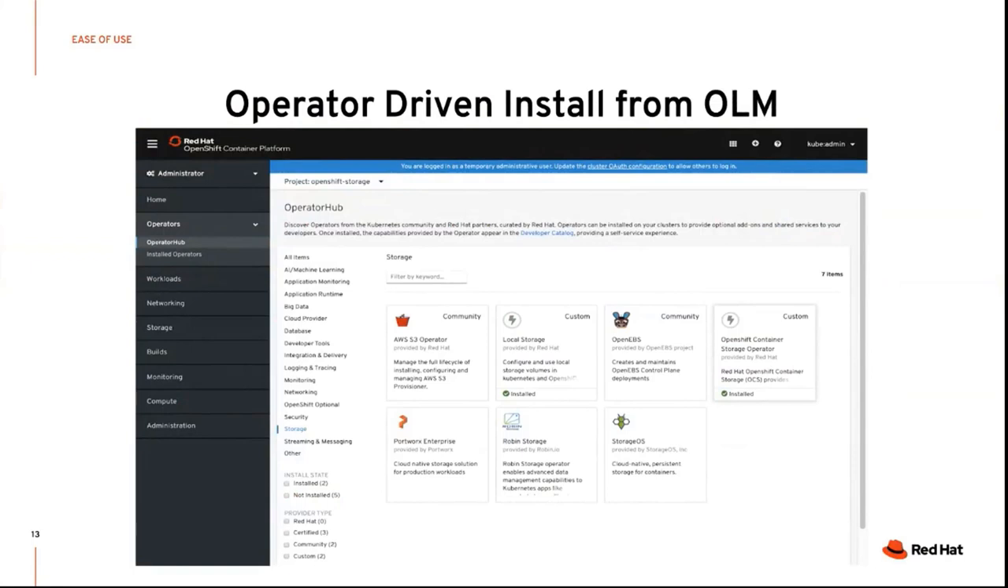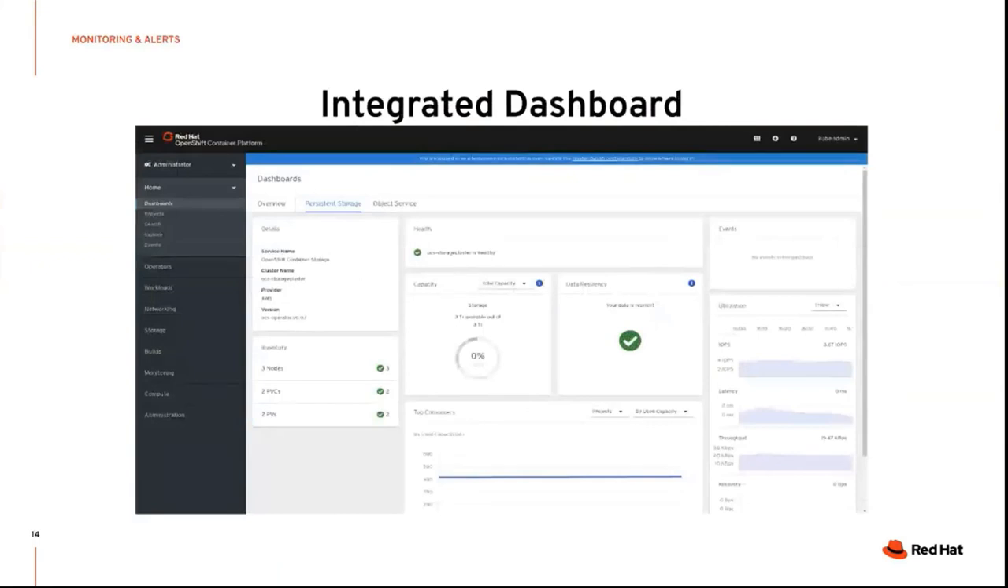I talked about simplicity and the ease of use, as Duncan mentioned. The idea of having the operators and the operators hub really makes everything much easier. You can install OpenShift Container Storage directly from the operators hub. Simply click here and it will get installed.